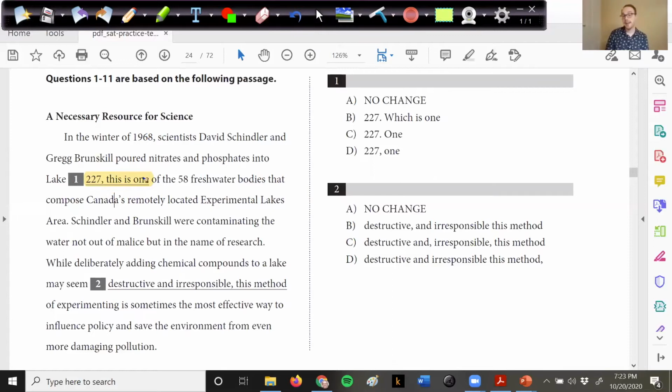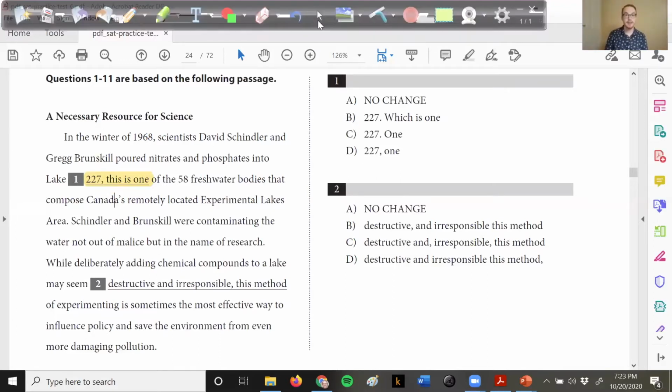Now, what I can do is really, at this point, just plug and play. I can take each of these and see how it works. We already know that no change is not the answer, because we have a comma supporting 2 independent clauses.